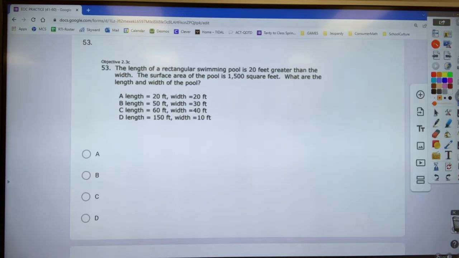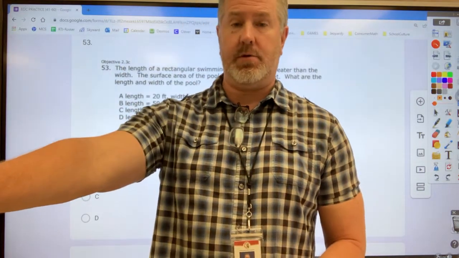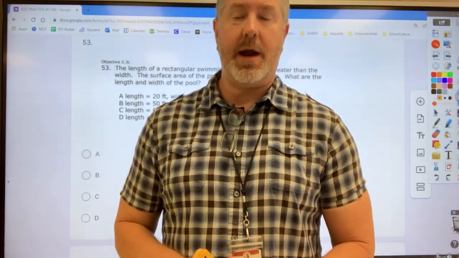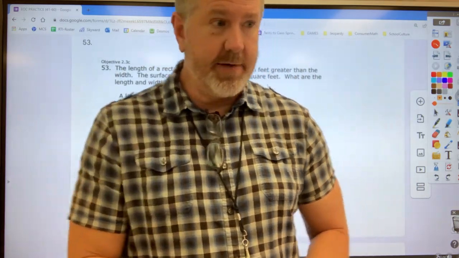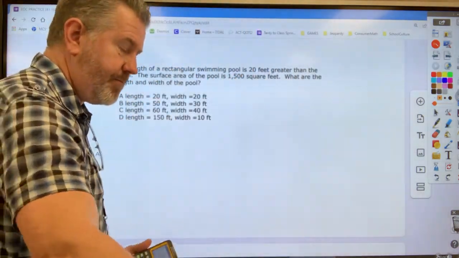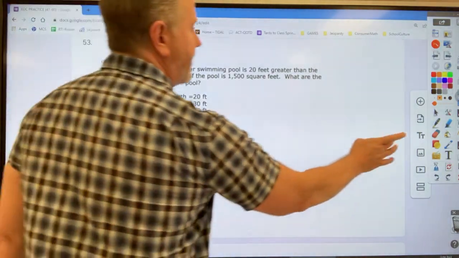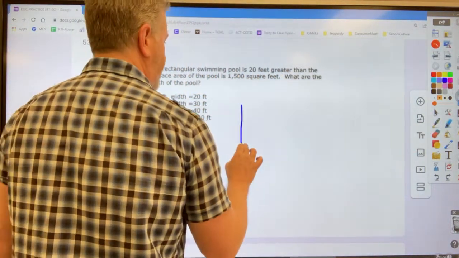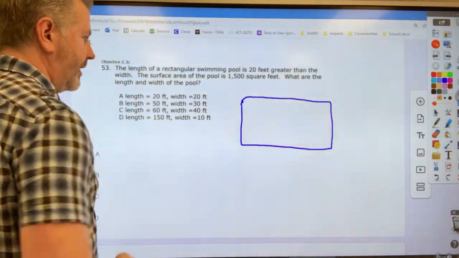All right, 53. The length of a rectangular swimming pool. Oh, you all love these problems. I know Aaliyah absolutely loves these problems. I know Alexander really loves these problems, and Josh Teague love these word problems, right? Paige and Abby also love word problems. You better be drawing this thing, by the way. If I don't see a rectangle on this one, you're getting a 0 for the whole thing, all right?